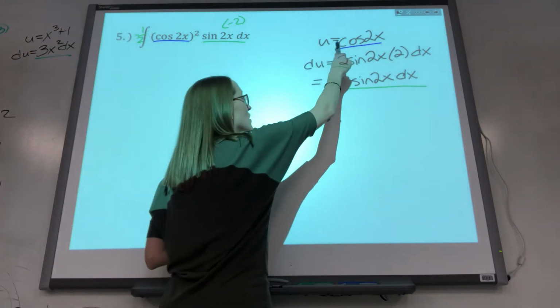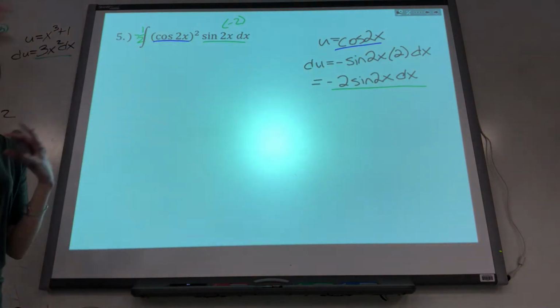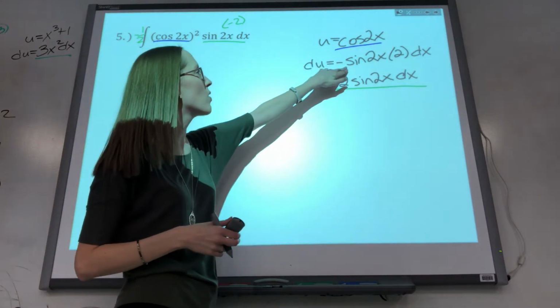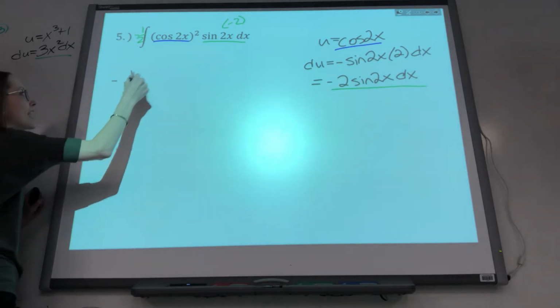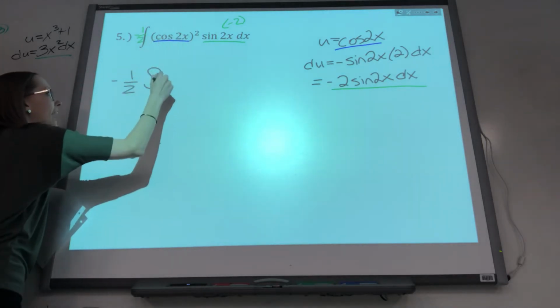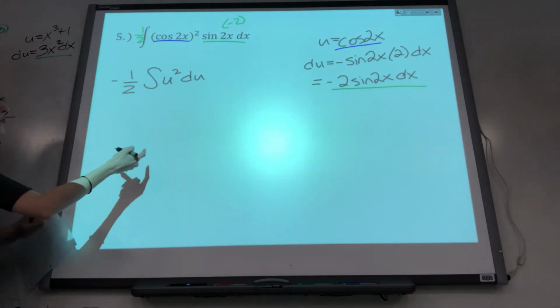If I was integrating cosine of x, it would be just sine of x. But when you're doing the u and the du part, we're going back to derivatives. So that is kind of hard to remember which one's which. All right, now I'll keep the negative 1/2 out front. And let me start by just rewriting this part as u squared du.